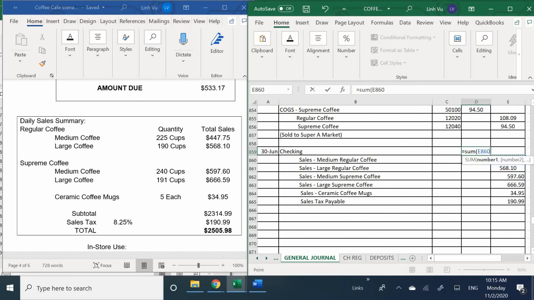And tax payable, right? Not tax payable in total checking, right? Because this is all the cash that we're receiving, right? Yes. So the grand total, okay, 2505.98. Okay.